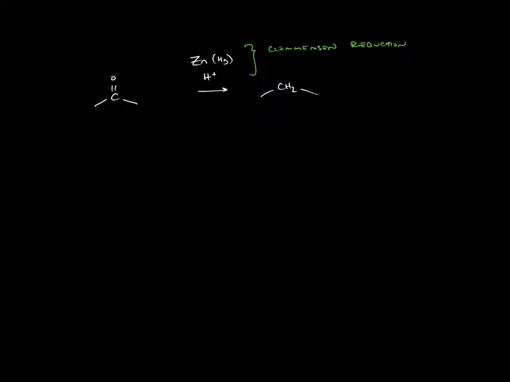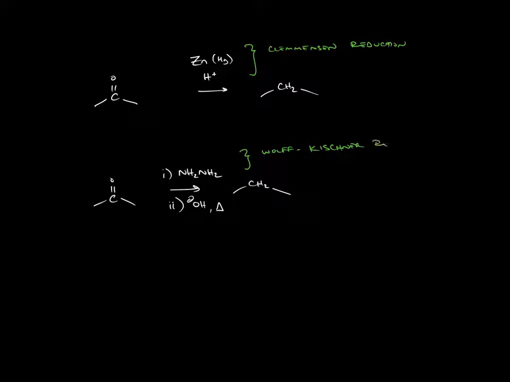We have another way to do this reaction, which is to convert that C double bond O to the alkane using first hydrazine, which is NH2NH2, followed by base in the presence of heat, usually KOH. This is named the Wolff-Kishner reduction after two chemists, Wolff and Kishner, one who was Russian and one who was German, who discovered it about the same time. But once again, it will completely reduce the carbonyl down to an alkane.